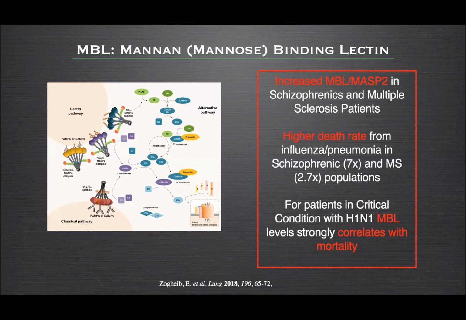Interestingly, in human populations, increased MBL2 and MASP2 is seen in schizophrenics and multiple sclerosis patients. Both of those patient sets have much higher death rates from influenza and pneumonia. For schizophrenics, it's a 7-fold higher death rate, and for multiple sclerosis patients, it's 2.7-fold. Patients in critical condition with H1N1 were also found to have higher levels of MBL2, which correlate strongly with death. So clearly, high levels of this mannose binding protein are correlating with severity of the disease. But that mechanistic link is not at all understood.